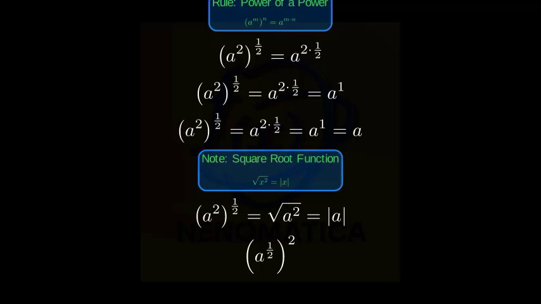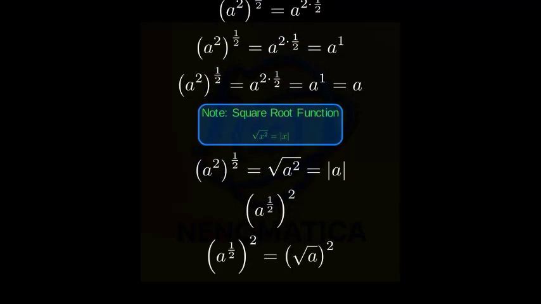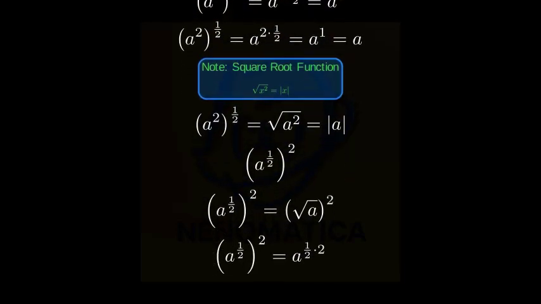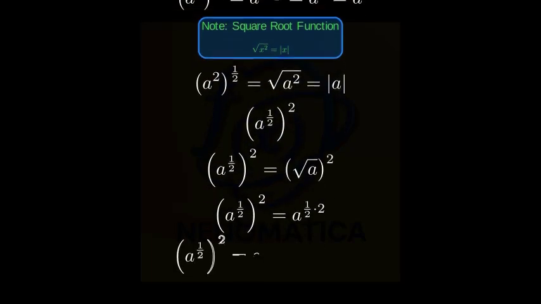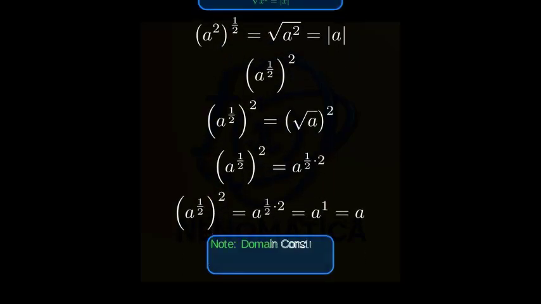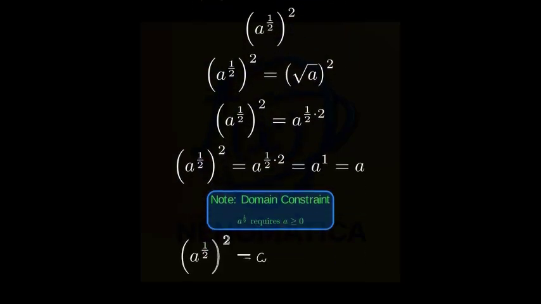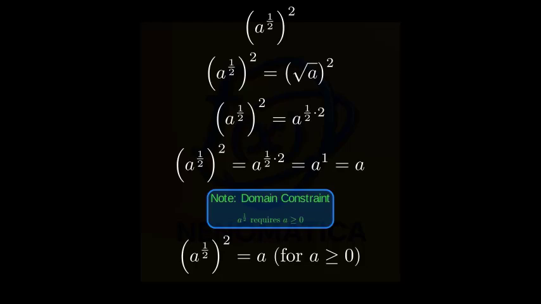We start by taking the square root of a, which gives us a to the power of 1/2. Then we square this result. Using the power rule again, we multiply the exponents, 1/2 times 2, which gives us a to the power of 1. So the result is simply a. But notice that in this case, since we first take the square root, we need a to be non-negative for the expression to be defined in the real number system.